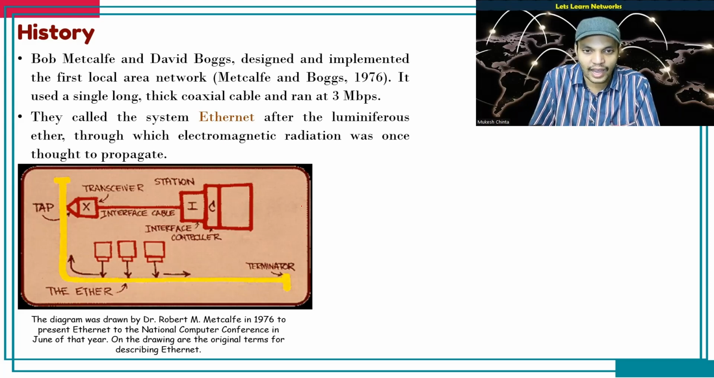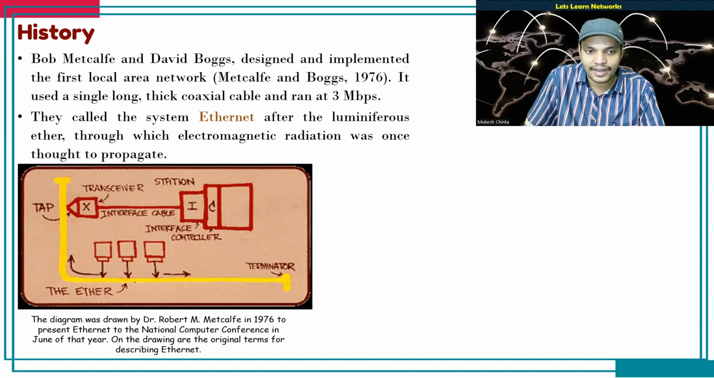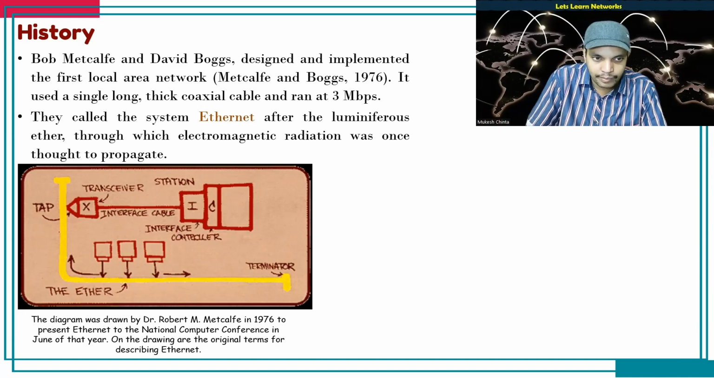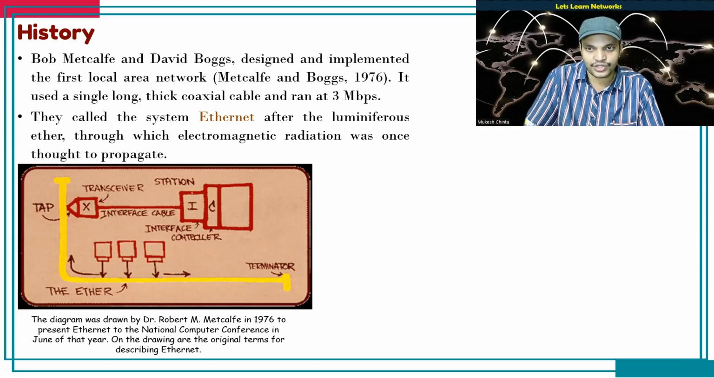This is the actual original diagram drawn by Dr. Robert Metcalfe in 1976 to present the Ethernet idea to the National Computer Conference in June of that year. On the drawing, you can see the original terms used for describing the Ethernet. There are terminators. There is a vampire tap here. This is the ether, which is the long cable used to connect the different systems. You see an interface. You see the stations here.